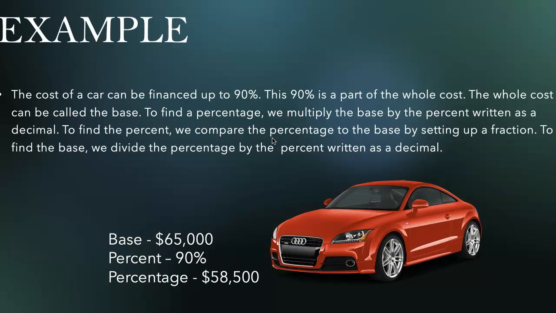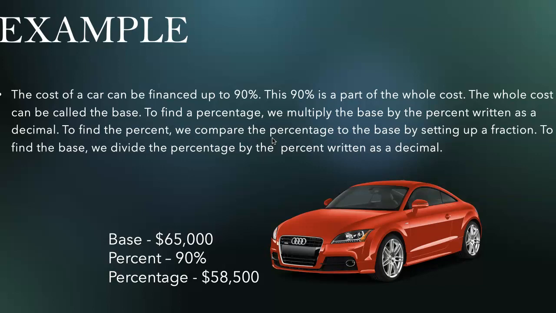Here's an example. The cost of this red car can be financed up to 90%. This 90% is a part of the whole cost. Now the whole cost, the $65,000, can be called the base. To find a percentage, we would multiply the base by the percent written as a decimal, and this percentage would be $58,500. To find the percent, we would compare the percentage to the base by setting up a fraction.